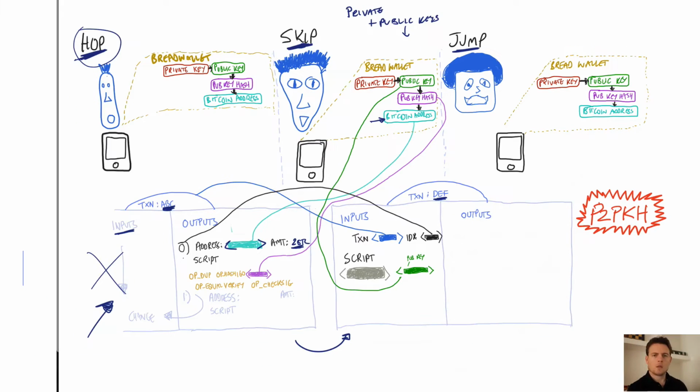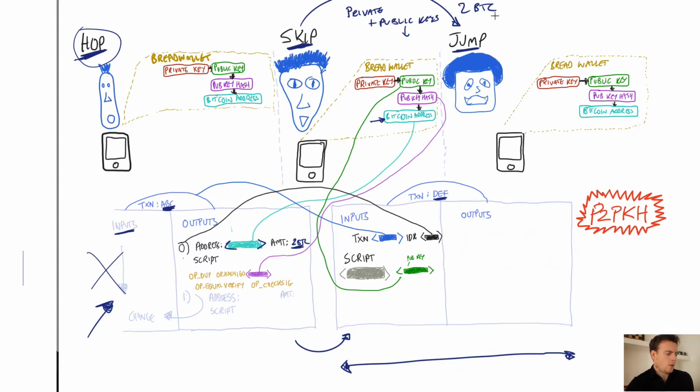So we're going to jump forward to transaction DEF now and take you through step by step exactly what's going on in transaction DEF. Skip has received some Bitcoin from Hop. It was 2 Bitcoins. So Skip now has to create his own transaction because he wants to pay 2 Bitcoins to Jump. So Hop, Skip, and Jump.